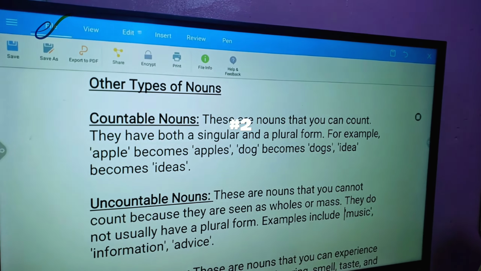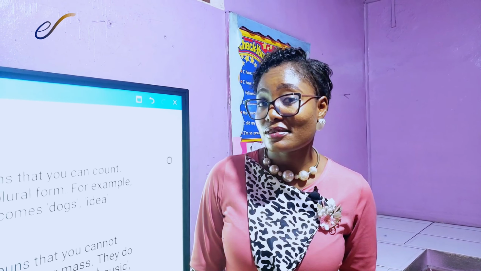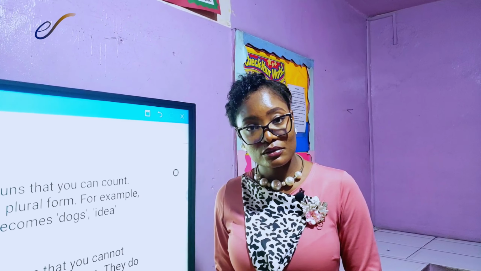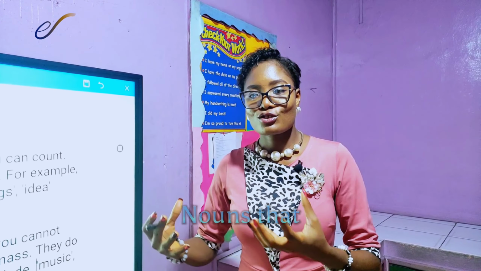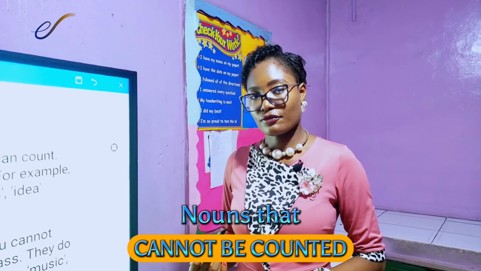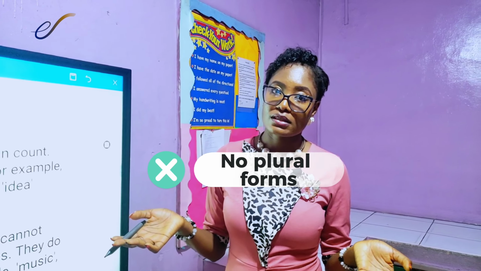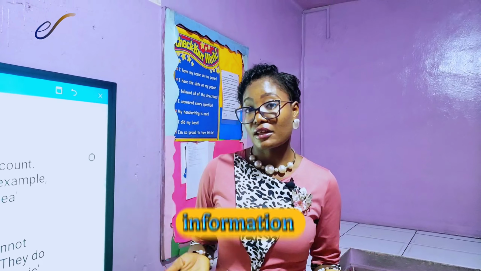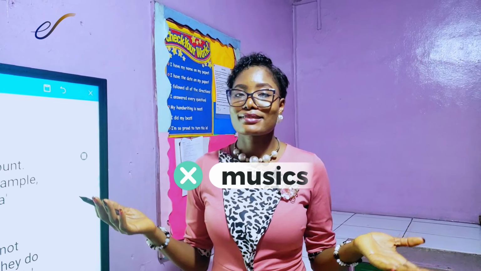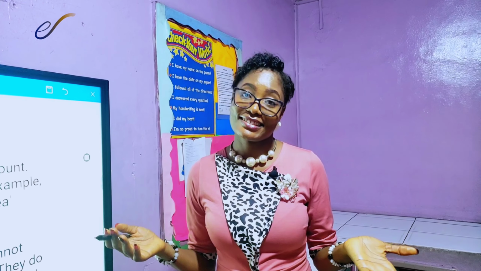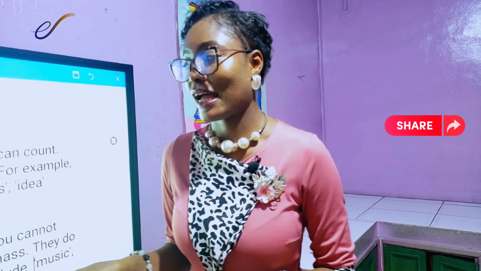Next, following that is uncountable nouns. Obviously, if we can count countable nouns, that means we cannot count uncountable nouns. Now, uncountable nouns, they're seen as whole or mass. So you can't count them individually, so they do not have plural forms. Examples of these are information, advice, music. So you can't say musics or you can't say informations. Those nouns do not have plural forms, so there's no S. You don't add S to them.